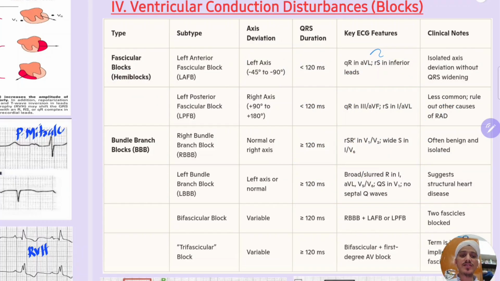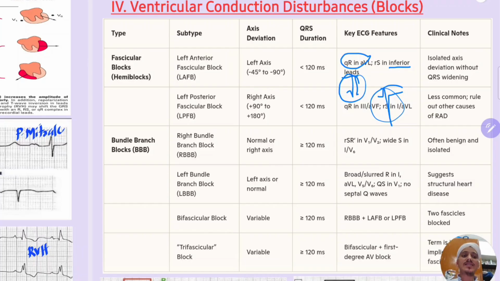So what will you see? You will see a QR pattern, meaning a small Q and then a big R, in AVL. Normally AVL is biphasic, remember. There will be a QR pattern in AVL, and there will be an RS pattern in the inferior leads. RS pattern means a small R and a big S, like this. So QR pattern in AVL and RS pattern in inferior leads.